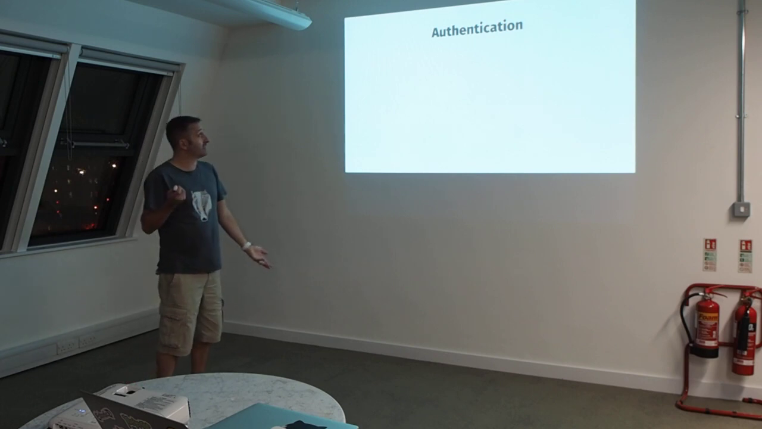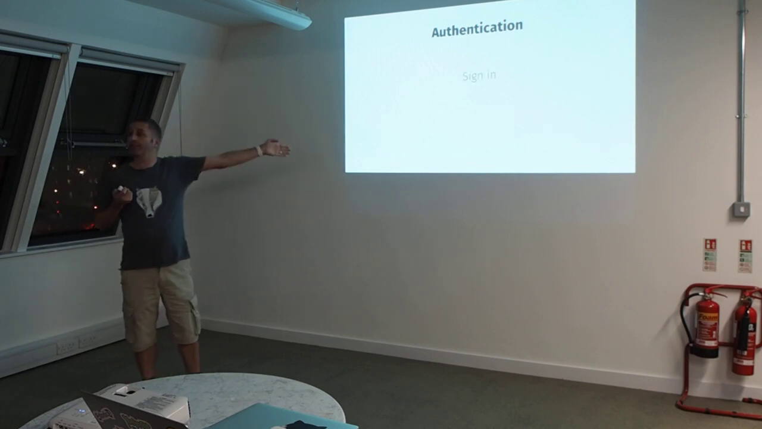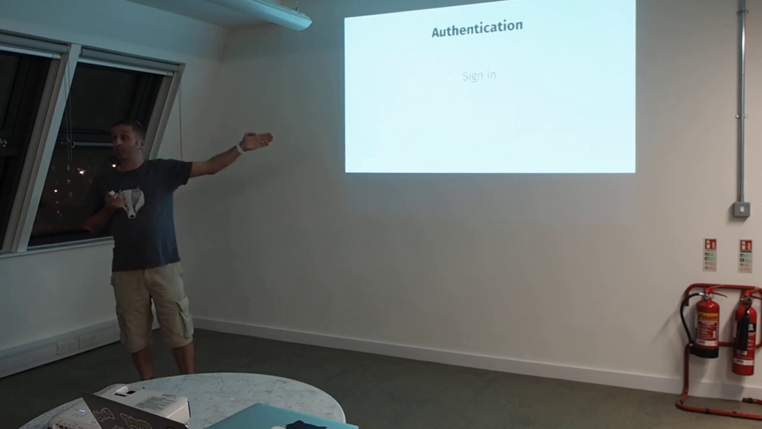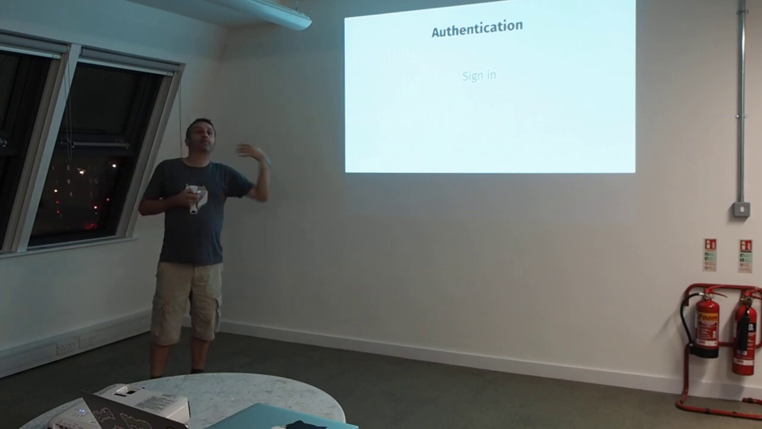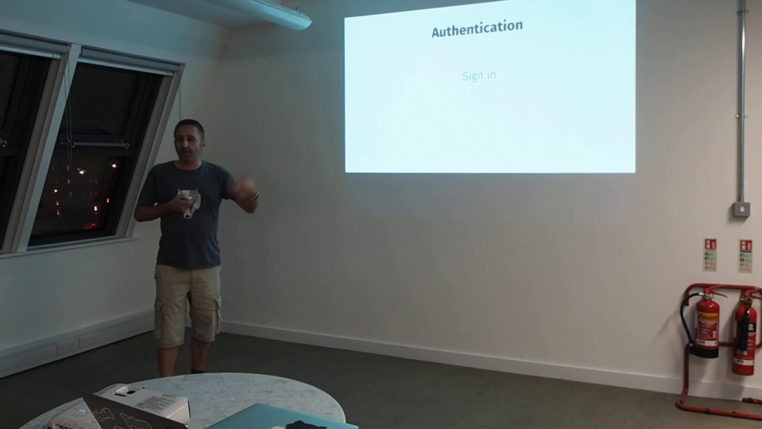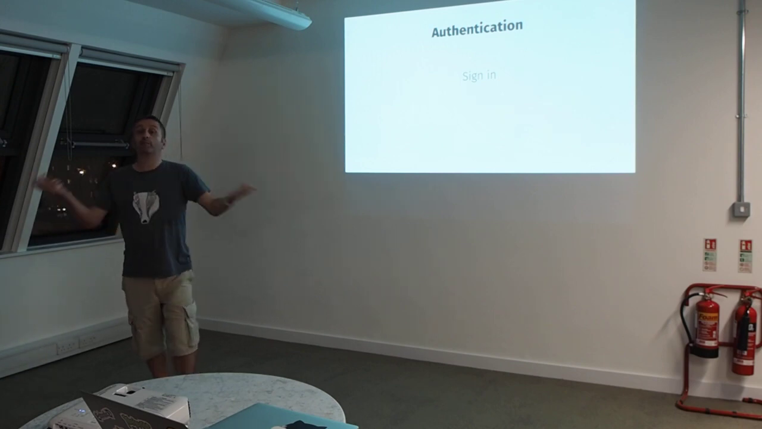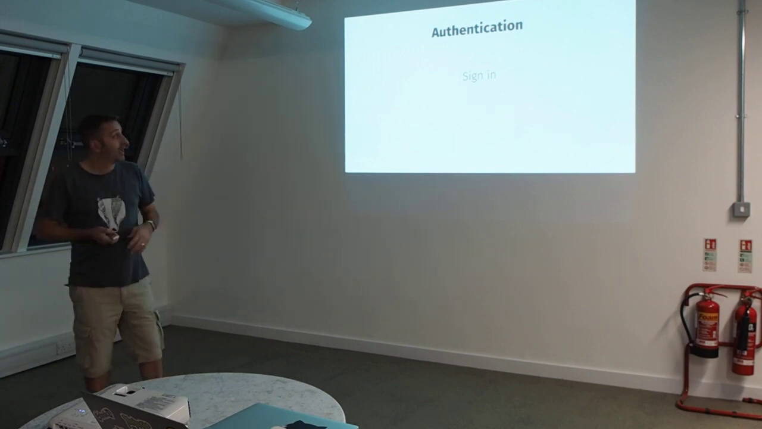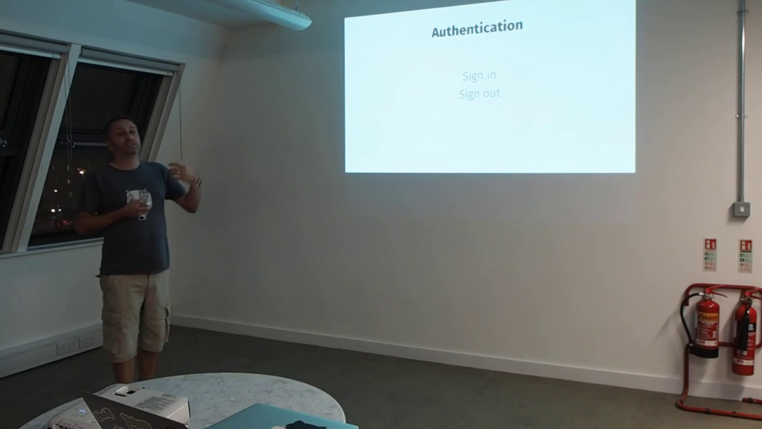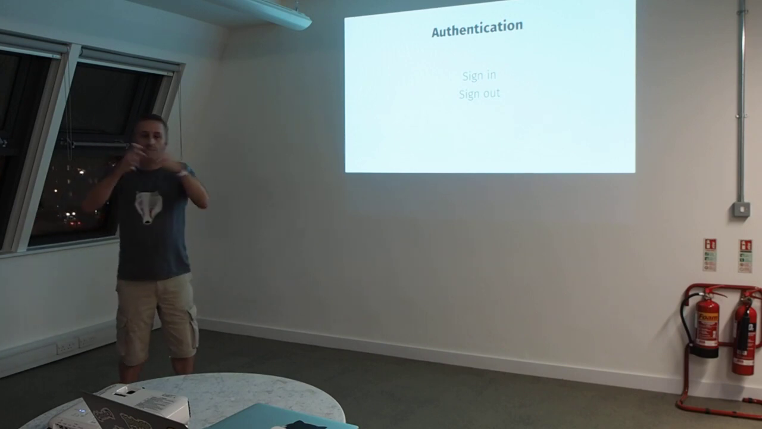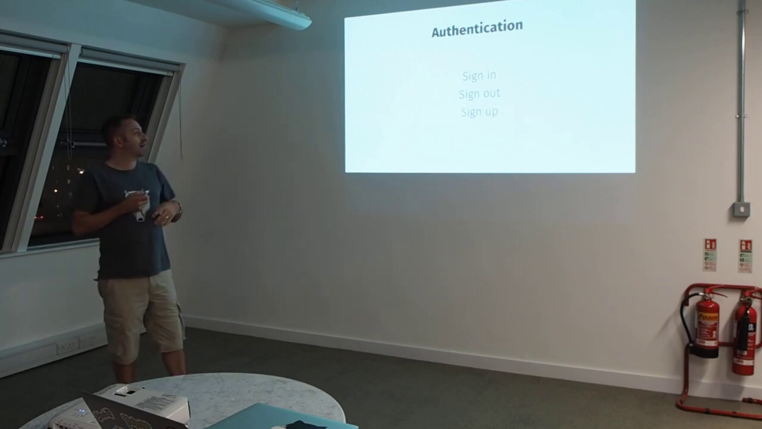Authentication is a feature, but it can have sub-features. So sign in, if you've ever had to implement this, and I'm sure most of you have, is in a sense a feature of your app. You have to be able to sign in to whatever it is. You might have multiple ones, so you have social sign in. Signing out is a feature. It'll have its own screens associated with it, its own flows, and sign up and so on.